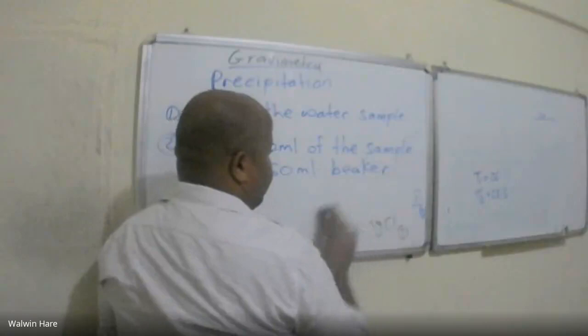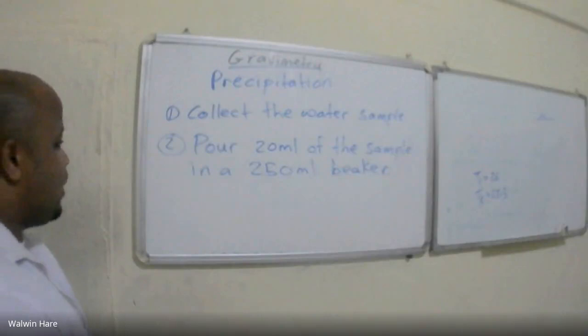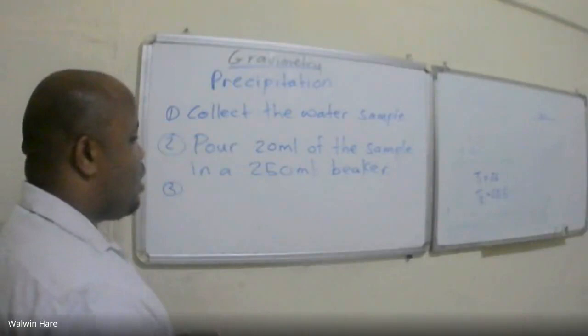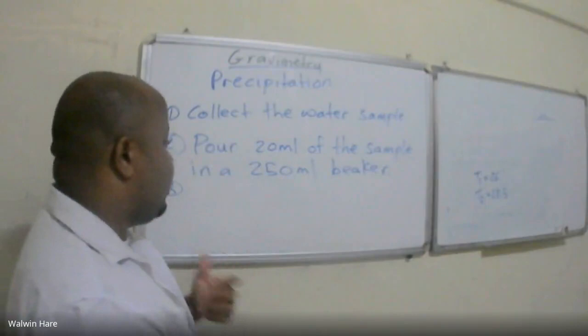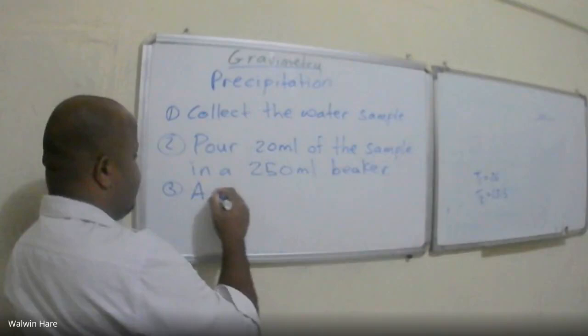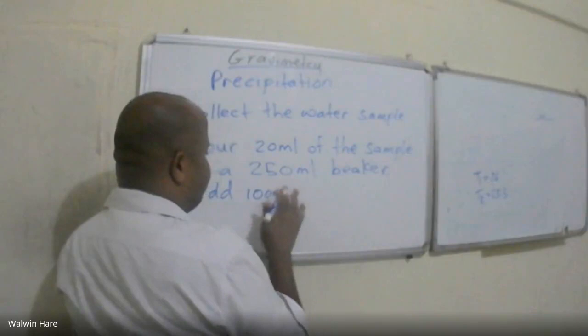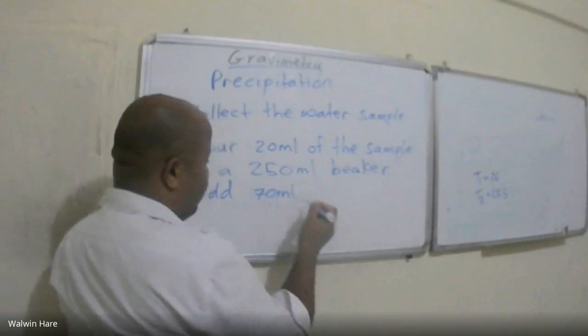So the precipitating reagent in this case is potassium iodide, and we would add it in excess, because we want it to react with all of our ion of interest, our analyte, in this case, lead ions. So we could probably add, let's say, 100 mL. That is definitely enough. Okay, now let's put 70 mL of KI.